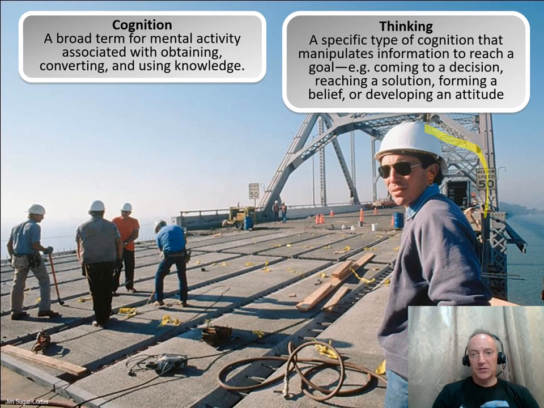So in this picture, you've got a civil engineer here in the process of building a bridge. Reflect for a minute on the various types of cognitions this guy might have related to his job. So what do you think might be going on inside his head that involves obtaining, converting, and using knowledge?